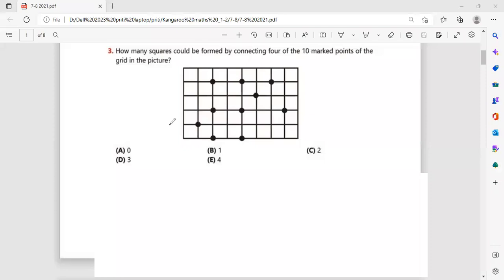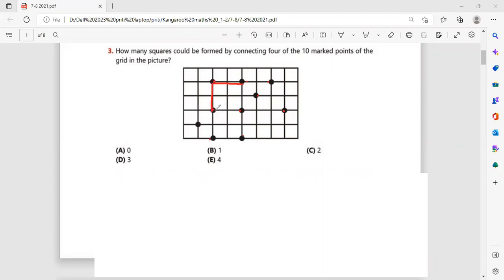Let's start with question number 3. Question number 3 reads as follows. How many squares could be formed by connecting 4 of the 10 marked points of the grid in the picture? So if you have 10 of these points, 1, 2, 3, 4, 5, 6, 7, 8, 9, and 10, how many squares can you form?